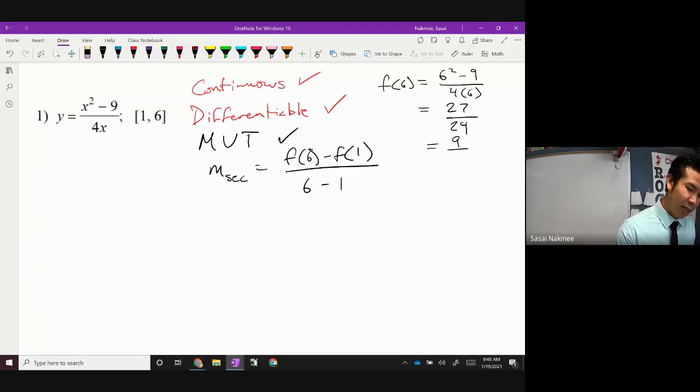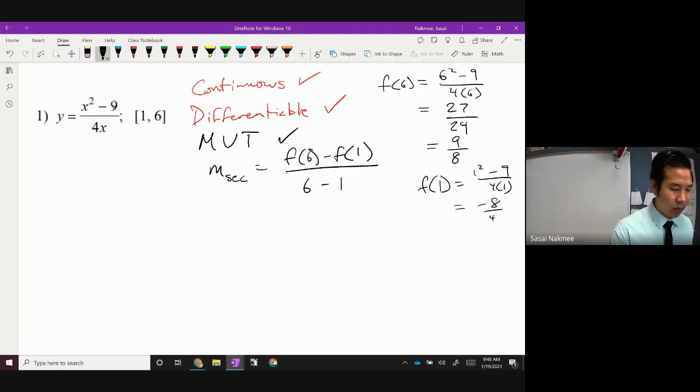You guys double check my math as I'm doing this. Let me know if I do anything wrong. I do have a tendency to make small calculation errors here and there. Over here, if I plugged in 1, I'll have 1 squared minus 9 over 4 times 1. And that's going to give me 1 squared is 1, minus 9 is going to give me -8 over 4, which is going to give me -2.